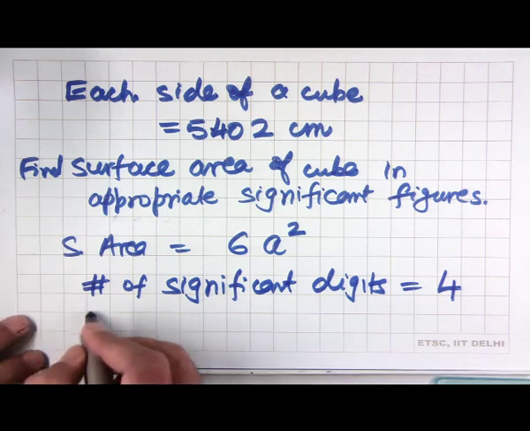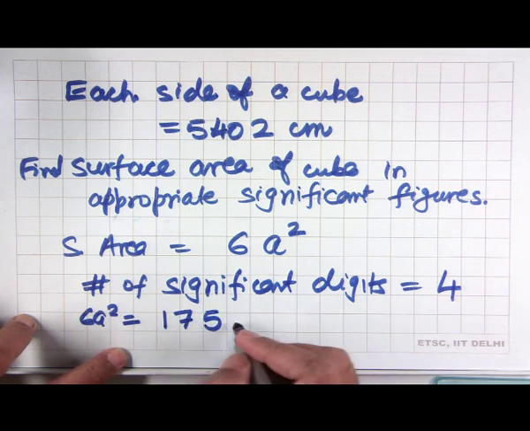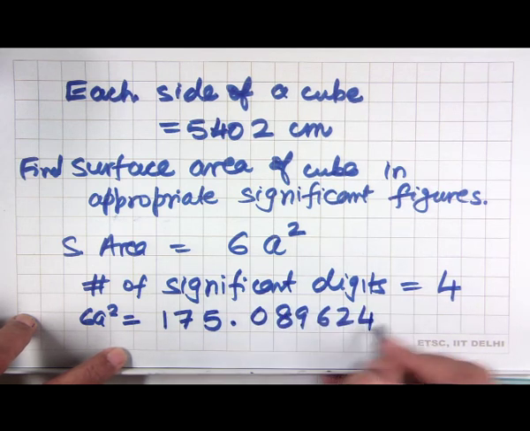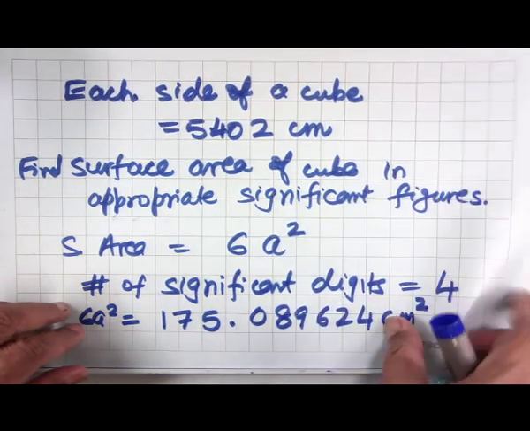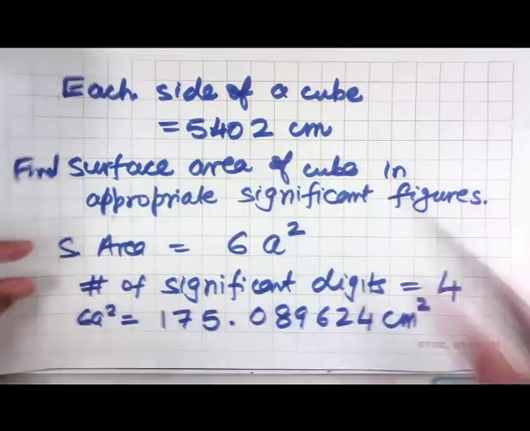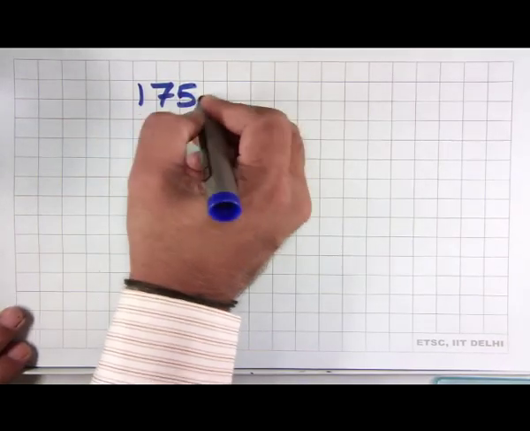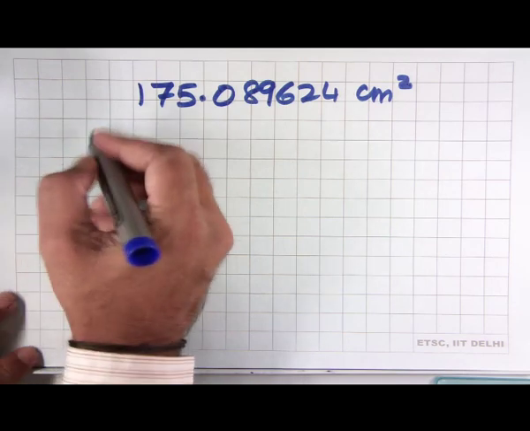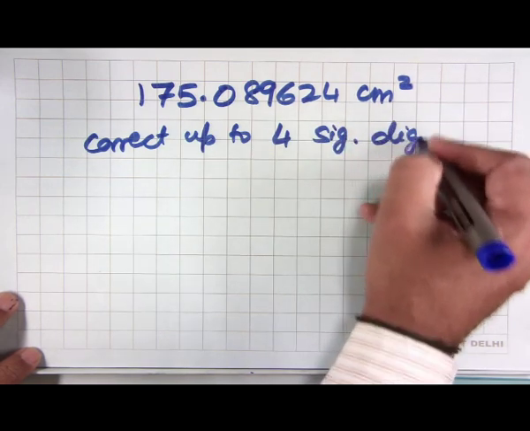So, now let us see, if I calculate 6a square and I do the exact calculation, maybe using a calculator, I will get my answer as 175.089624 centimeter square. And this is the point which we are saying, I do not need to express the answer in so many decimal places, because our original data is correct up to 4 significant digits. So, this we have to write correct up to 4 significant digits.